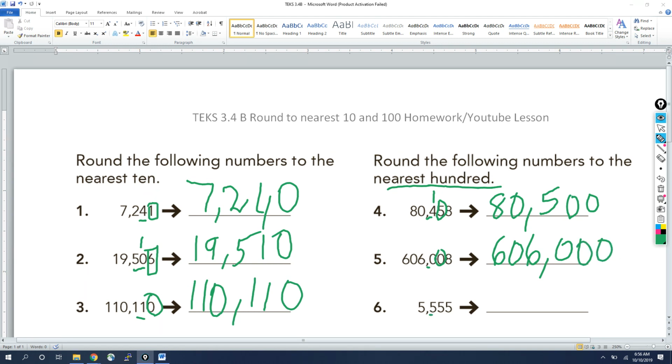Lastly, we underline this, circle or box the next number. Since 5 is 5 or more, add 1 to the place value. So we have 5,000. 5 plus 1 makes 6. Everything else becomes a 0. Does that make sense now? Okay, let's do some more practice. Miss Nguyen is going to move it down to the bottom. If you cannot finish writing quickly, go ahead and pause my lesson while I move on to the next.